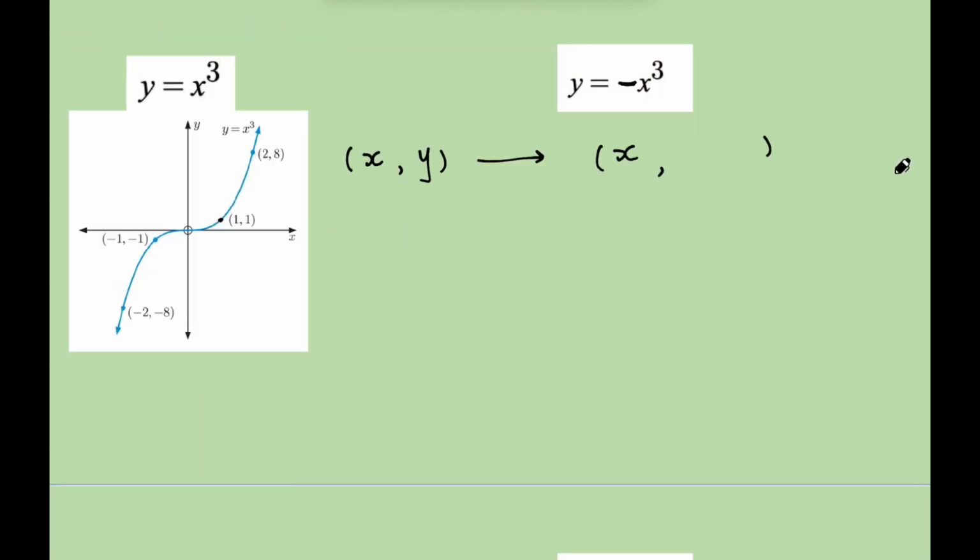Now let's see, if we have the negative coefficient of x cubed, what will be the graph? In this case, for the same value of x, the y value will be opposite. For example, if we have (1, 1) on the original graph, then for the same x value, we will have (1, -1) on the new graph. It means the point is reflected in the x-axis. For every point, we can reflect it to get a new graph. Therefore, the new graph will be like this.